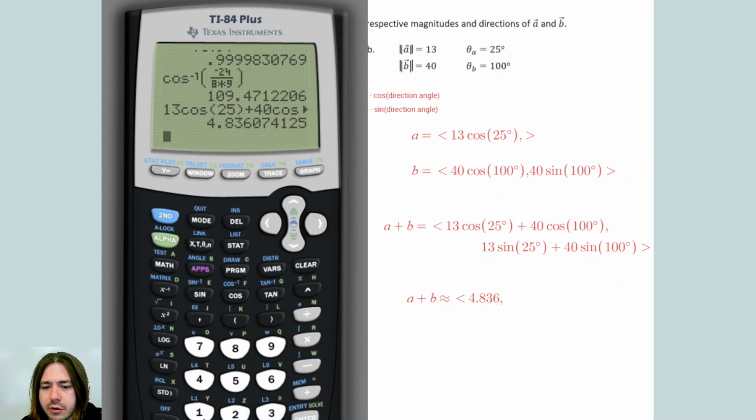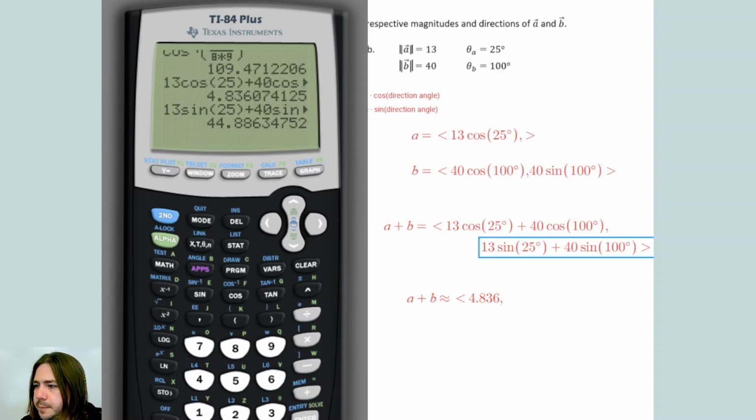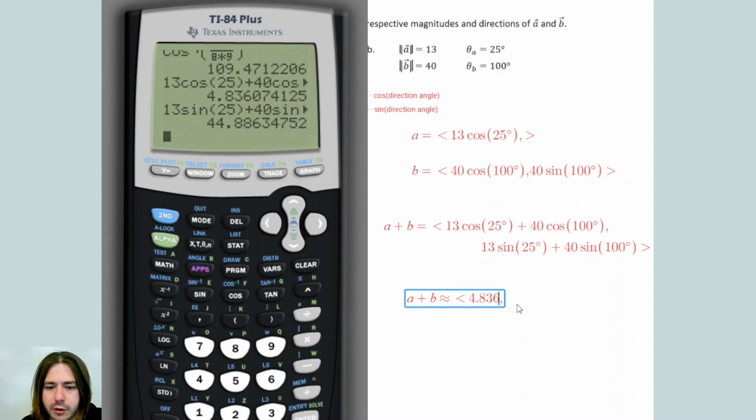And then for our vertical component, we've got really the exact same statement here, except we'll have sine instead of cosine. Okay, so we get about 44.886.